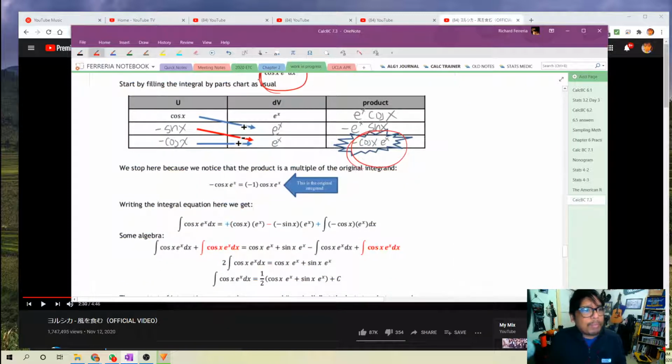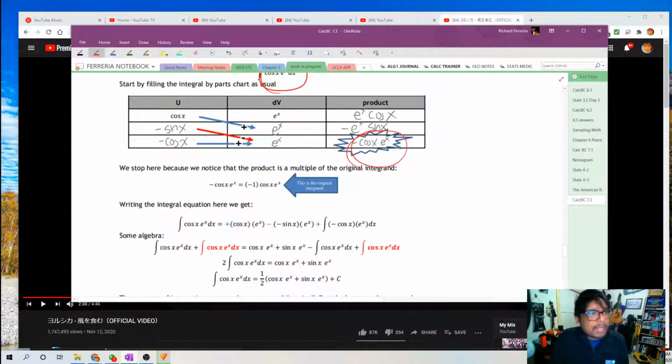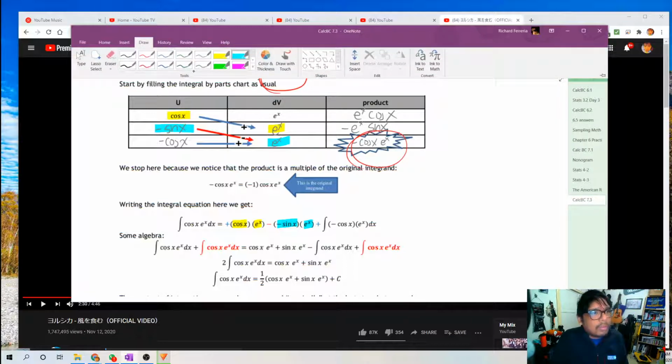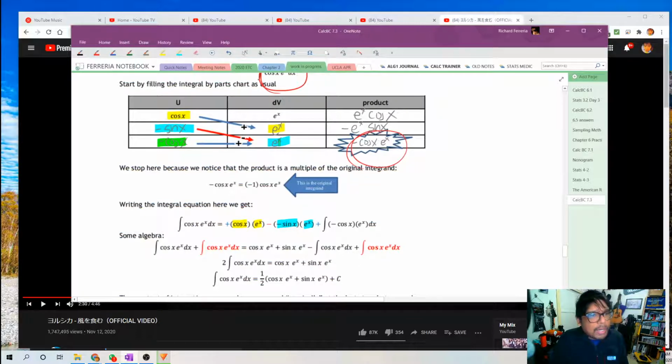So the first thing we're going to put together is cosine x times e to the x. Minus negative sine x multiplied by e to the x. And then now we're at our last row. So we're going to add the integral of negative cosine x and e to the x. So add the integral of the last row.